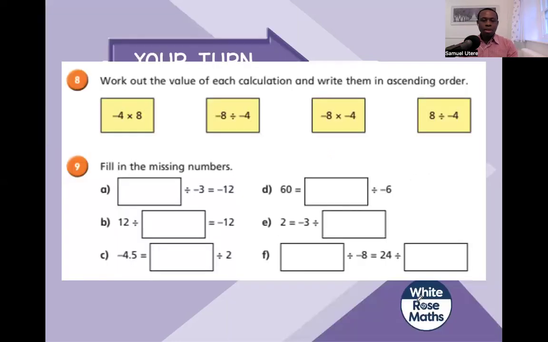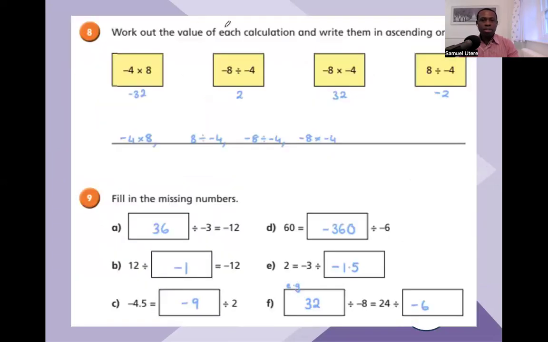All right, pause the video and answer questions 8 and 9 in 4 minutes. You can take longer. You can work at your own pace. You don't have to do it in 4 minutes. Okay, assuming you've paused the video and you've answered the questions, here are the answers. So here you were asked to work out the value of each calculation and write them in ascending order. So here you should be able to do the calculations. You know the relationship between the signs of the numbers.